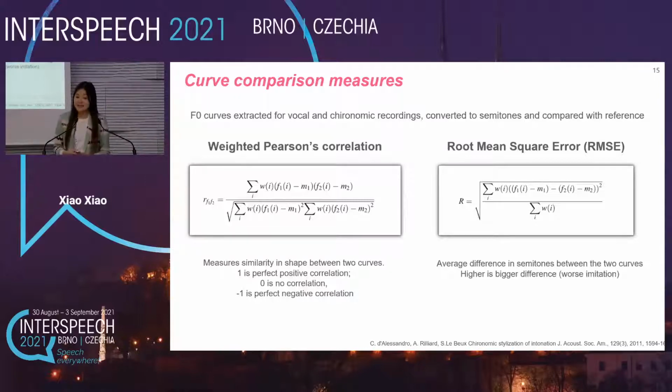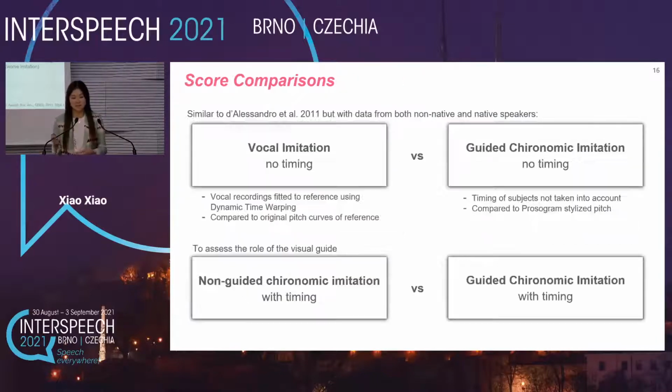In terms of the analysis, we followed the existing work and took 2 curve comparison measures. All of the stimuli collected were extracted, the F0 curves were extracted and converted to semitones, and we used weighted Pearson's correlation and root mean square error to compare the subjects' curves with the reference curves. Correlation tells you how similar in shape 2 curves are to each other, where 1 is the best, 0 is no correlation, and -1 is the worst. Root mean square error gives the average difference, so a higher score actually means a worse imitation.